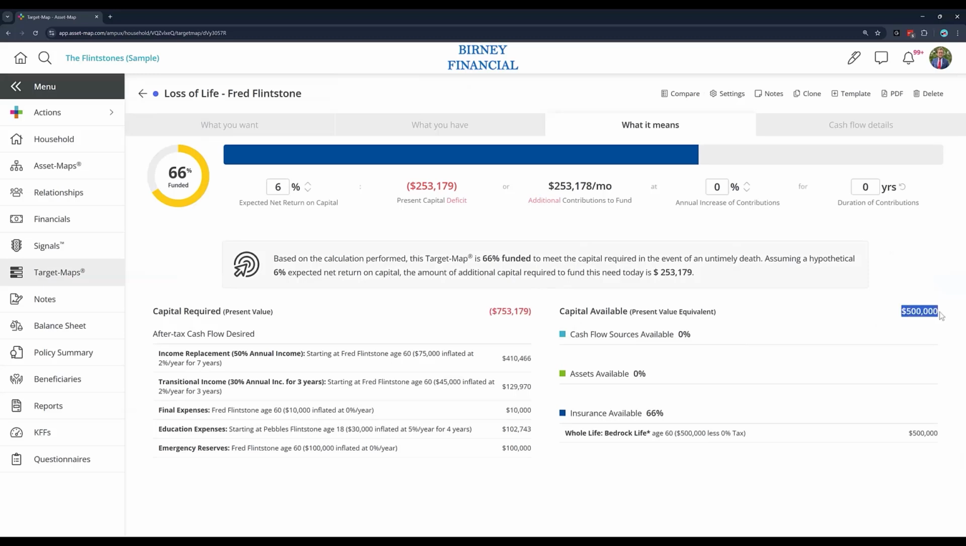What do we currently have? Insurance coverage of about $500,000. Where am I at today? What does it mean? What is that deficit? It's very simple math. I am short to hit this goal by about $250,000. Now, this is not the end of the world. It's the beginning of the conversation. What can we do today to make sure that Wilma and Pebbles will be okay if we lose Fred?